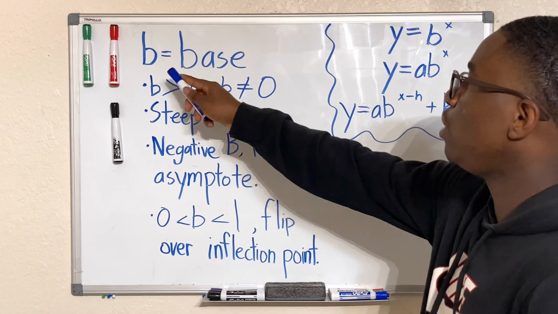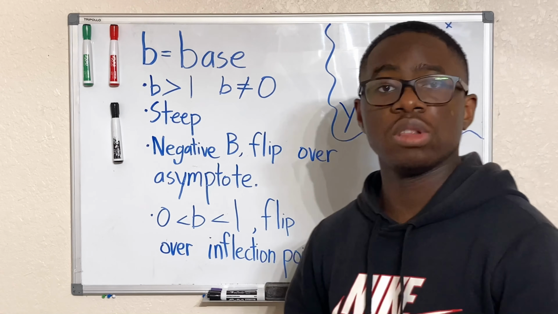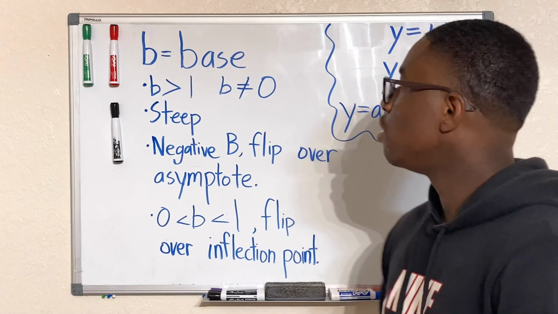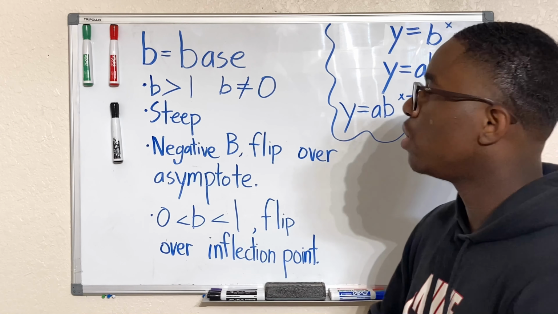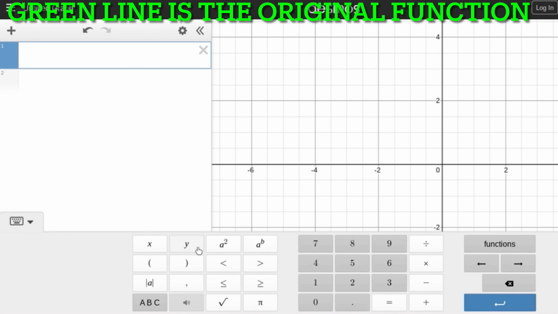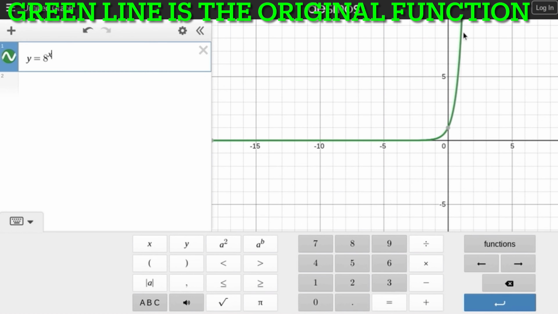So here we have b, which is our base. B is going to be a number that's greater than 1, not greater than or equal to, but greater than 1, and it can't be 0. B helps us see how steep our graph is going to be. So for example, let's say we have our b being 8. So we have y is equal to 8 raised to the x. So our function is probably going to go from here, slowly up.